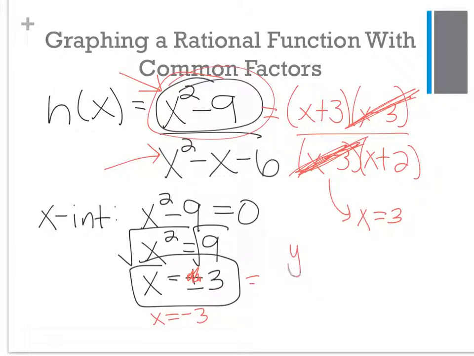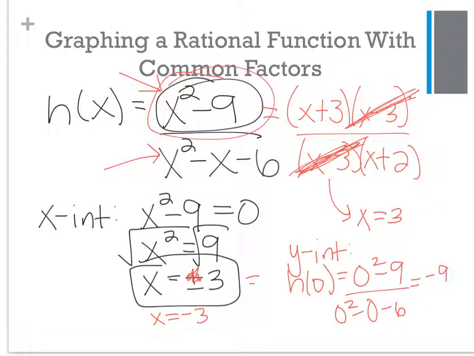And if I go ahead and find my y-intercept, that is where the function is evaluated for x equals 0. So I get 0 squared minus 9 over 0 squared minus 0 minus 6. Negative 9 over negative 6 gives me 3/2. So we have a y-intercept at 3/2, which if I divide 3 by 2, I get 1.5.